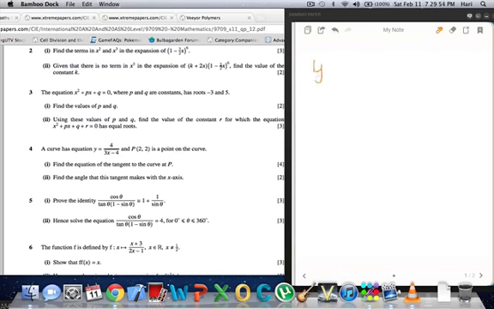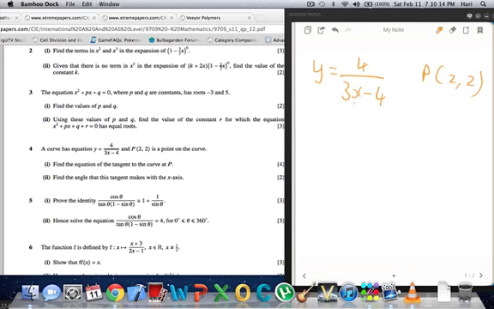y is equal to 4 by 3x minus 4, and P is (2, 2), a point on the curve. So P is on the curve and it has the coordinates (2, 2). That is x coordinate 2 and y coordinate 2. Find the equation of the tangent to the curve at P.